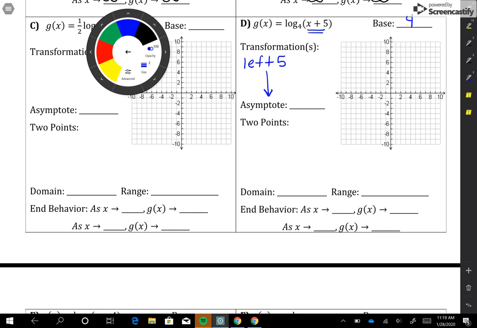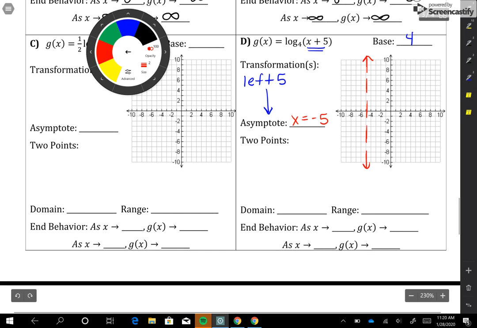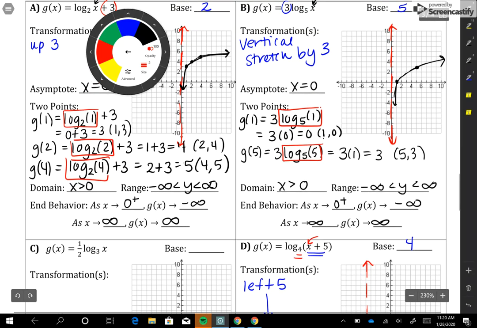Our asymptote started at x equals 0. We're moving left 5, so it's now at x equals negative 5. Not only did our asymptote move, but because it moved, we have to think about what x values would make sense to put in if we have a base of 4. In the ones before, I just started with 1 because that would result in me taking the log of 1, which is easy to do.